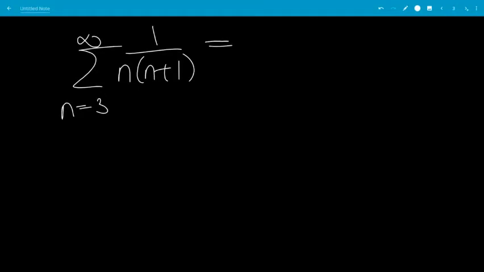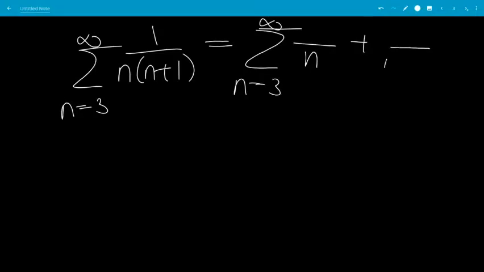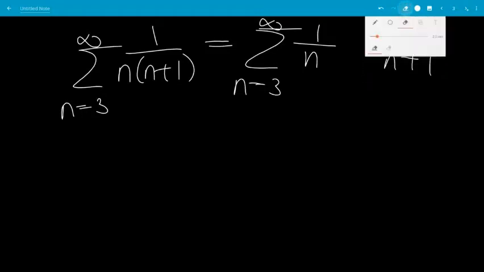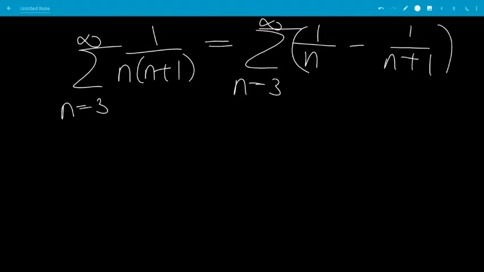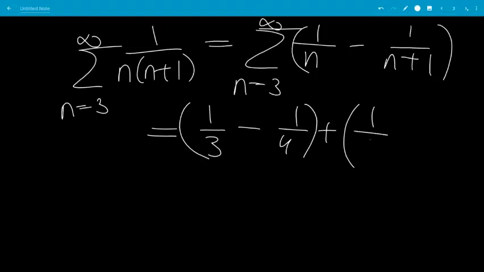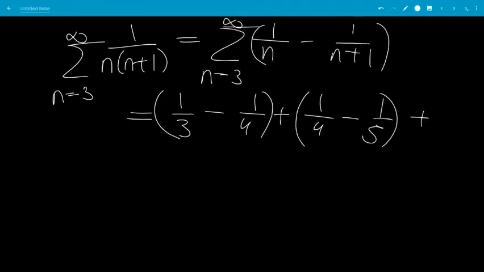So again, it's partial fractions. This will be the sum as n goes from 3 to infinity of something over n plus something over n plus 1. Cover up n, so n equals 0. That would be 1 over 0 plus 1, so that would be 1. Cover up n plus 1, so this would be n equals negative 1. Plug that back in, and you get 1 over negative 1, which is negative 1. So this can be rewritten as 1 over n minus 1 over n plus 1. So this will be 1/3 minus 1/4 plus 1/4 minus 1/5, and so on. All those will cancel, and 1/4 and negative 1/4 will cancel. So this will be 1/3.